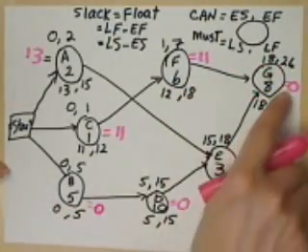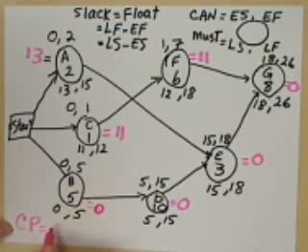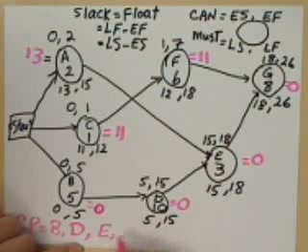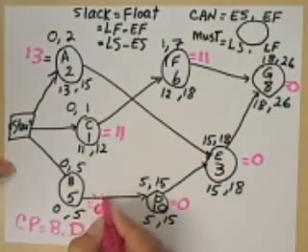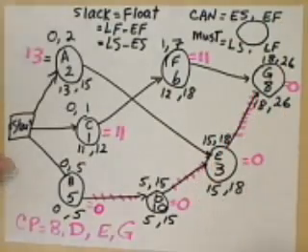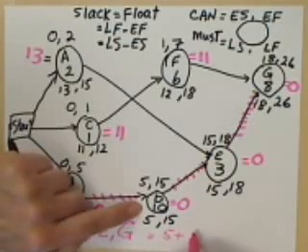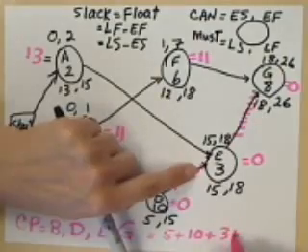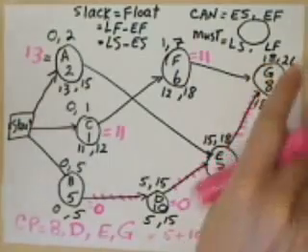So we can see that the activities that have 0 slack are activities B, D, E, and G. These are the critical activities. I can show the critical path by highlighting that path. And notice that time for B is 5, for D is 10, for E is 3, and for G is 8, which adds up to the 26, which is what we computed.